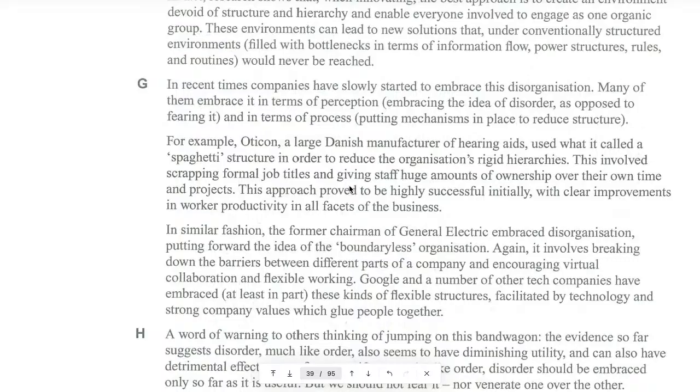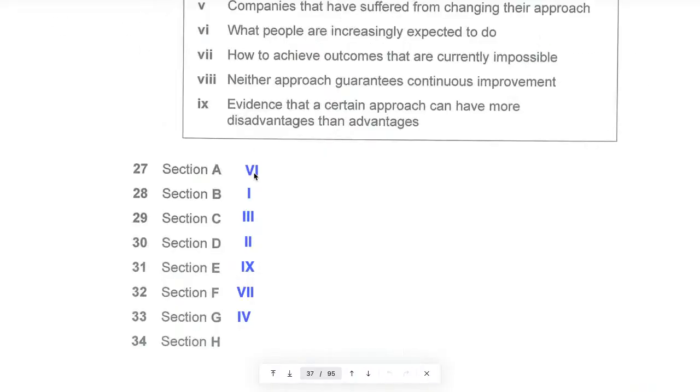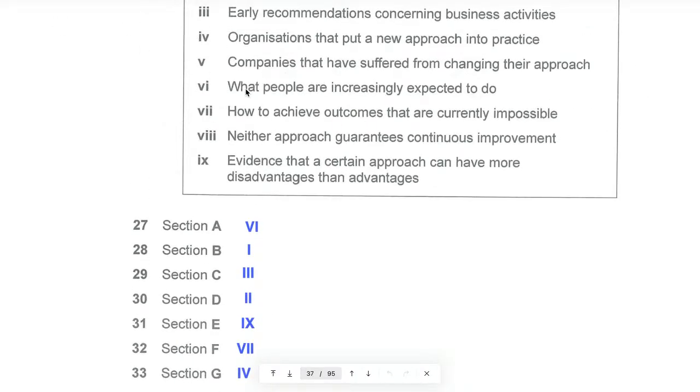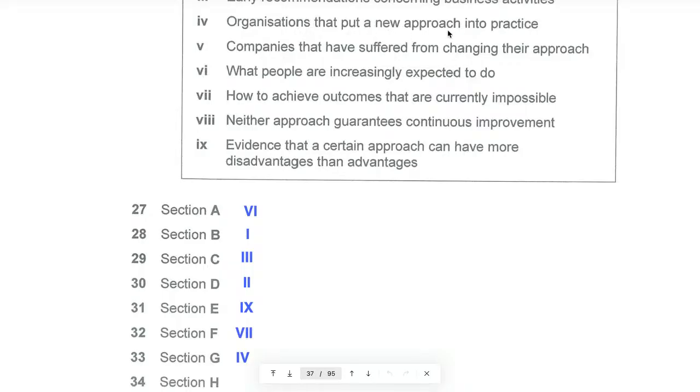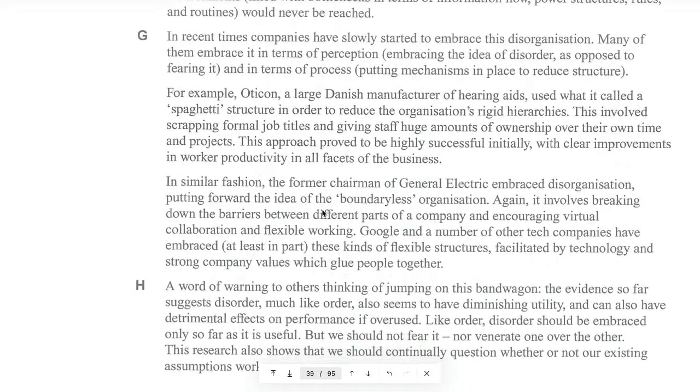Not enough. Go on. Google and a number of other tech companies have embraced, at least in part, this kind of flexible structures facilitated by technology and strong company values which glue people together. Yeah. So that part, yes. But what kind of method here are they talking about? Because here I can see some companies, because they say organizations or companies that put a new approach into practice. So they practice something new, right?